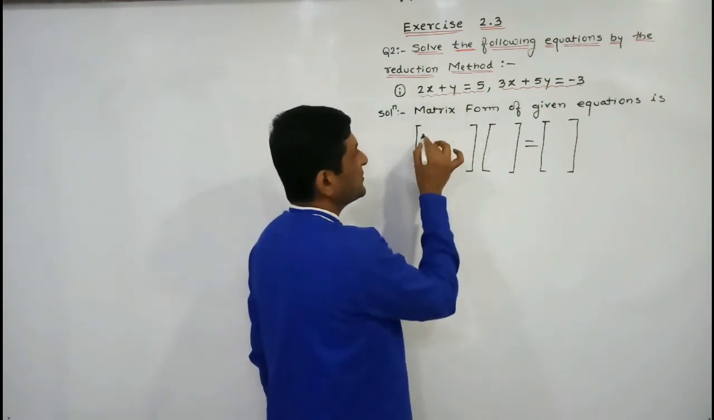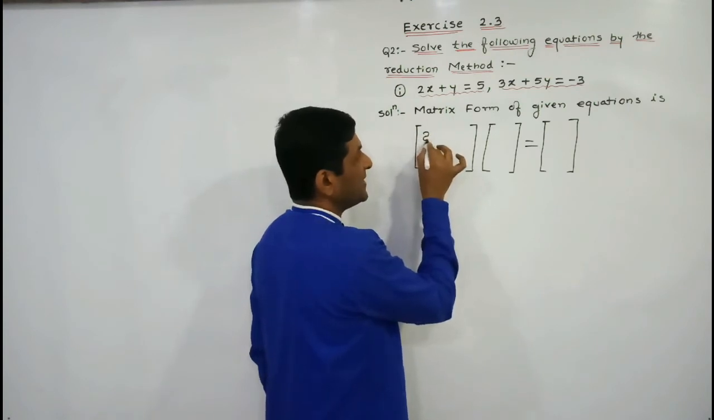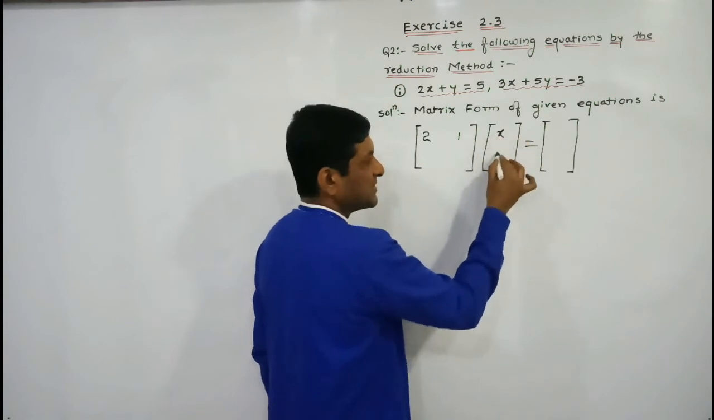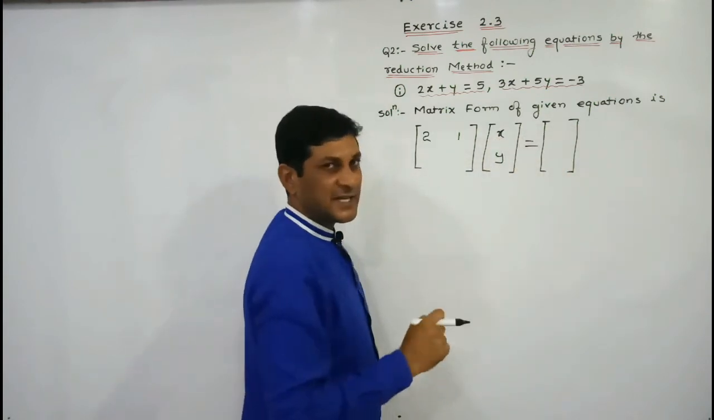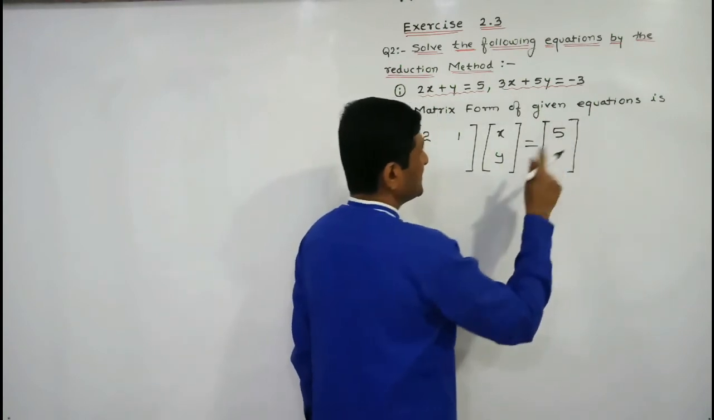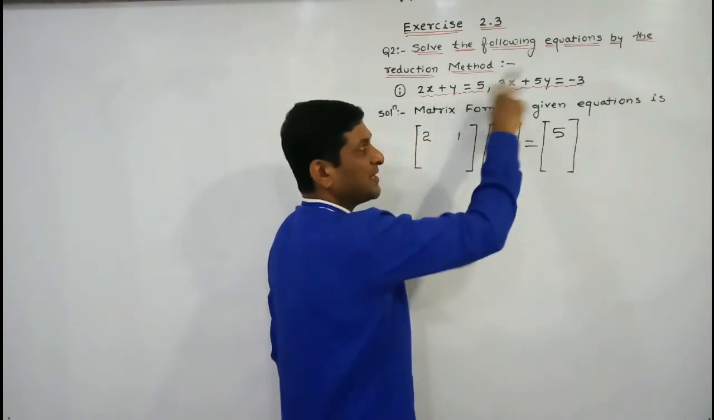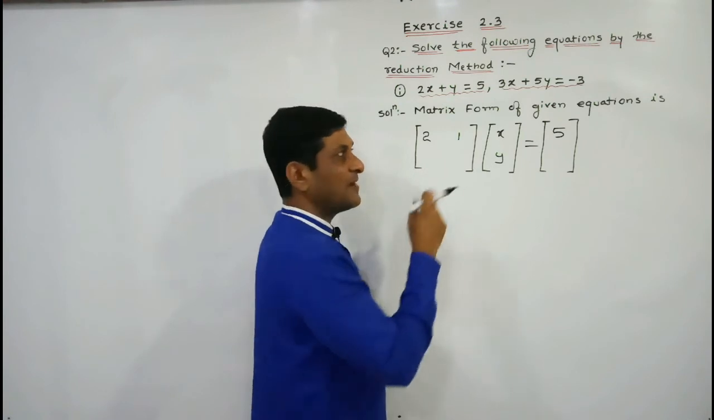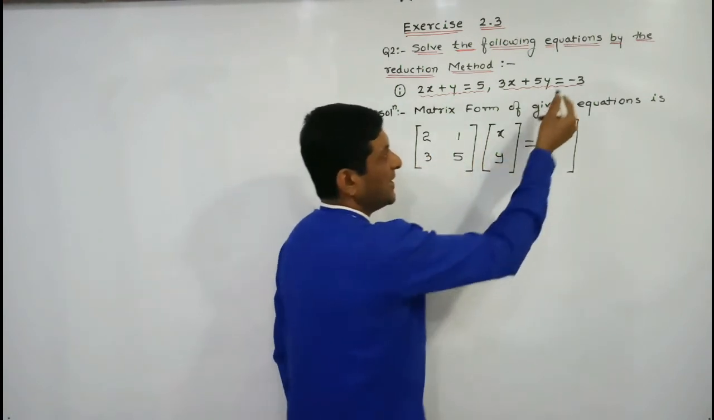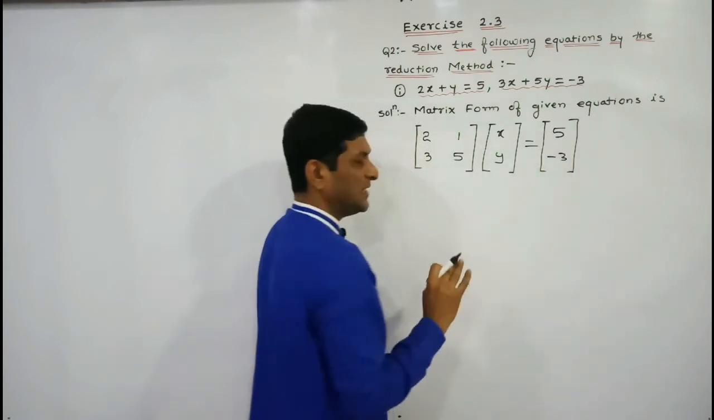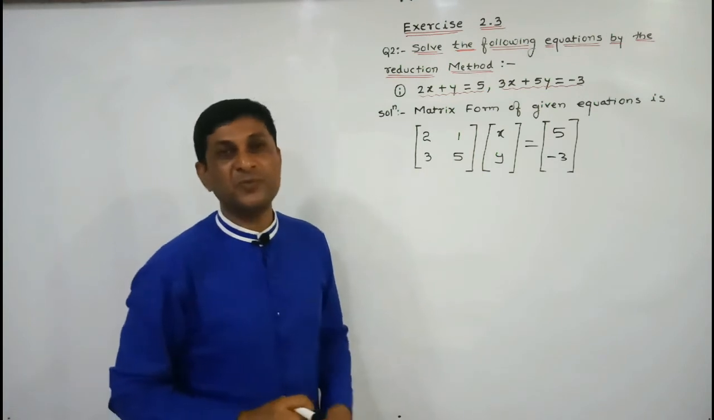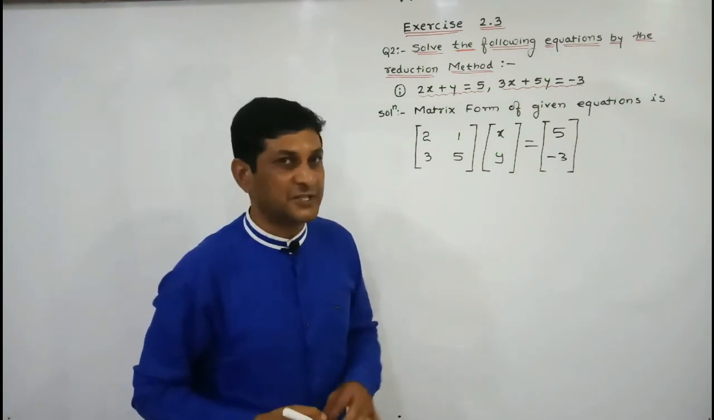In the first matrix we are collecting the coefficient of x and the coefficient of y from the first equation. In the second matrix write down the variables. On the right hand side we are collecting the constant terms. What is the constant term in the first equation? That is 5. Now in the second row write down the coefficients of x and y from the second equation, that is 3. The coefficient of y is 5 and the constant term is -3. Now try to understand, this is the first example which we are solving applying the reduction method.